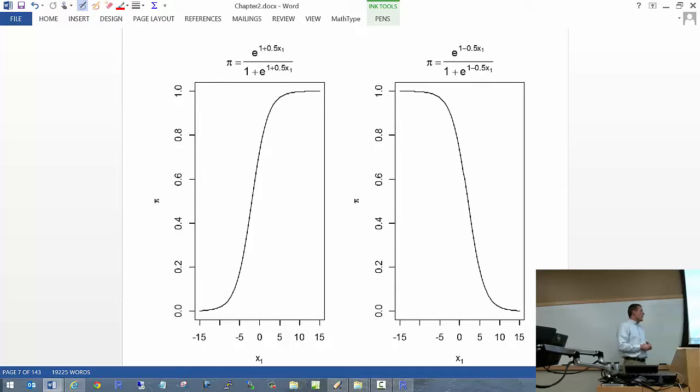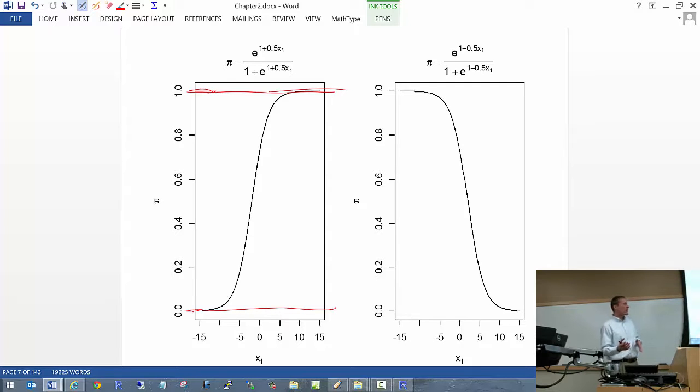So pi on the y-axis, x on the x-axis, or x1 on the x-axis, if you want to say it that way too. Notice first of all, of course, the probability of success is always between 0 and 1. It's always between 0 and 1.